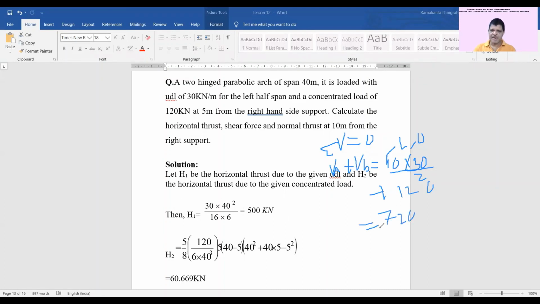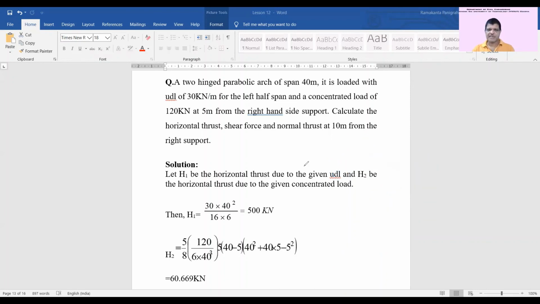And if you take moment at A equal to 0, you can calculate directly the value of VB. And then once you calculate VB, then you can calculate the value of VA. So this is a standard procedure you have been doing for any kind of problem, so you can adopt it for this case also.